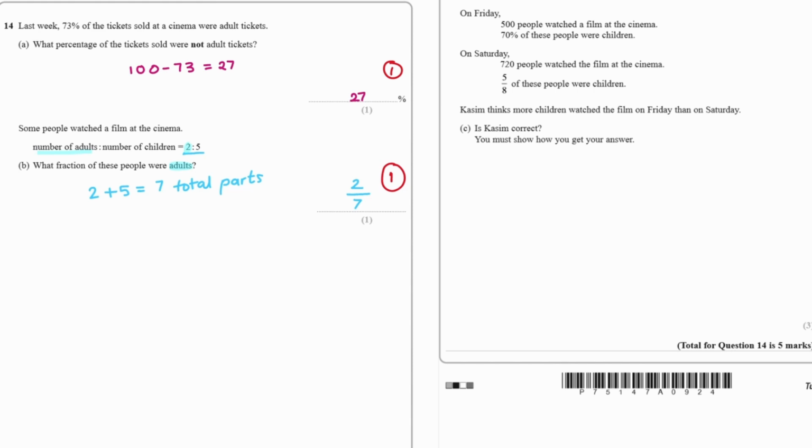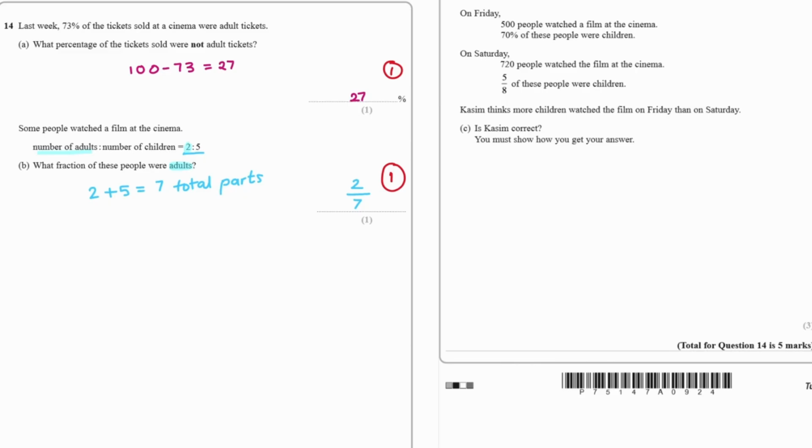70% of these people were children. On Saturday, 720 people watched the film at the cinema. 5/8 of these people were children. Kasim thinks more children watched the film on Friday than on Saturday. Part C, is Kasim correct? You must show how you get your answer.